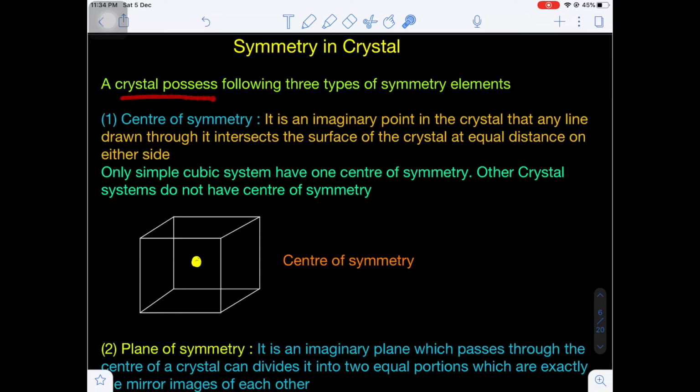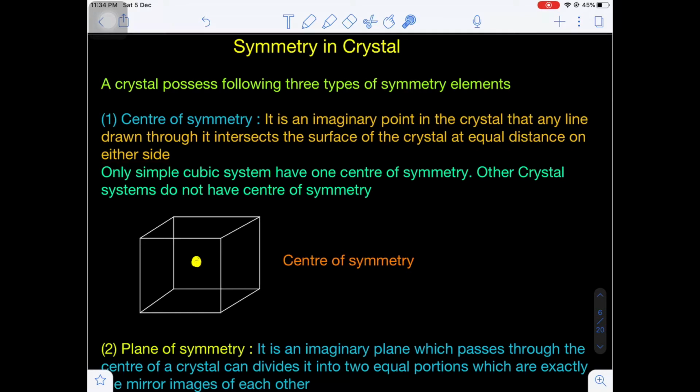Now a crystal possesses three types of symmetry elements. How many types of symmetry elements? Three types. The first one is the center of symmetry. It is an imaginary point in the crystal such that any line drawn through it bisects the surface of the crystal at equal distance on either side.